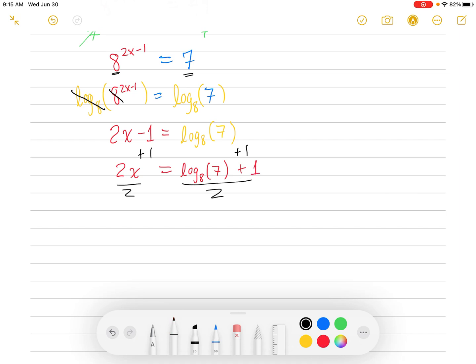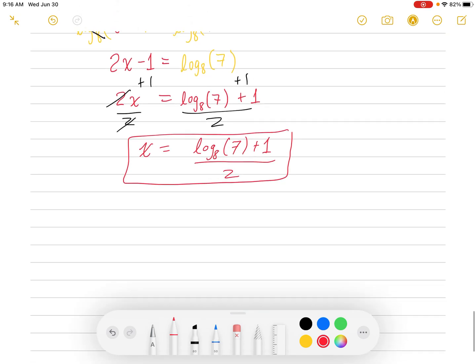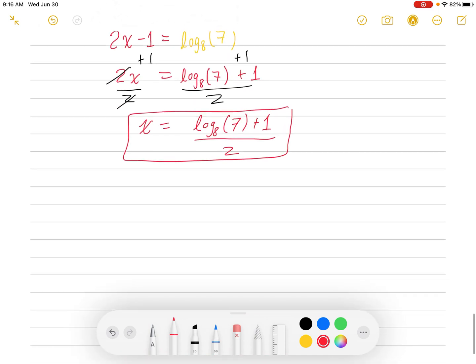So all I have to do now is to get x by itself, so I'll add 1 to both sides, and I'll have that 2 times x equals log base 8 of 7 plus 1, and the final step is just divide both sides by 2. I get rid of the 2s on the left, and I get that x is log base 8 of 7 plus 1, all divided by 2.